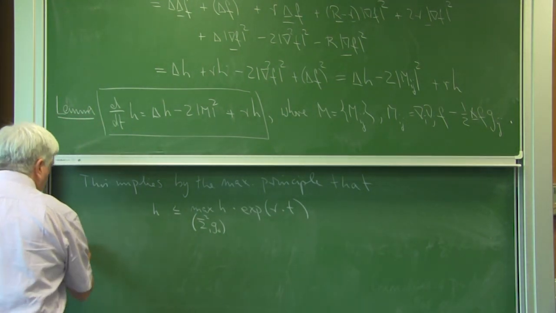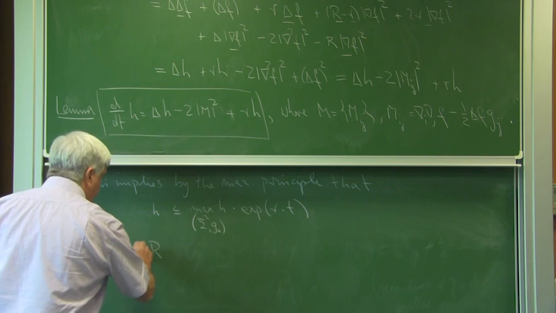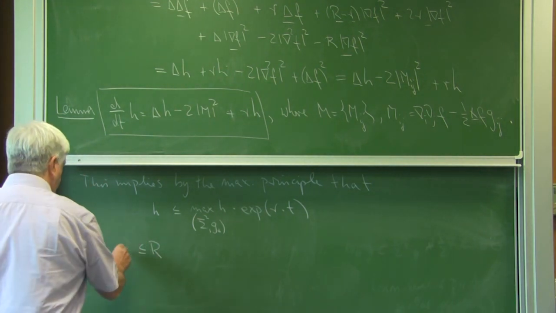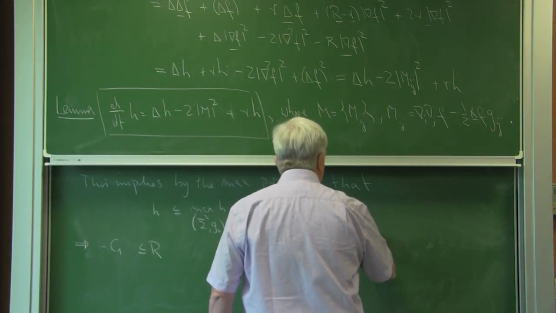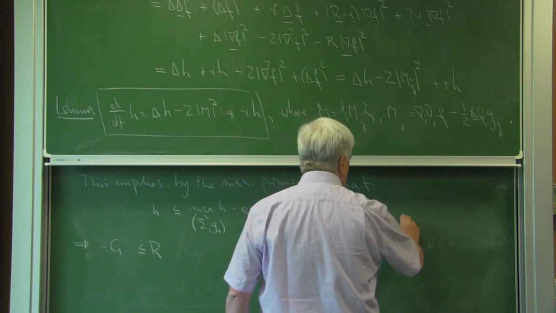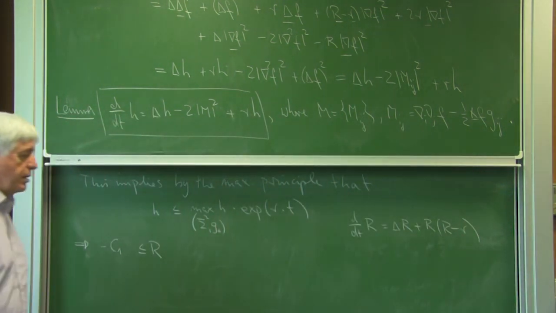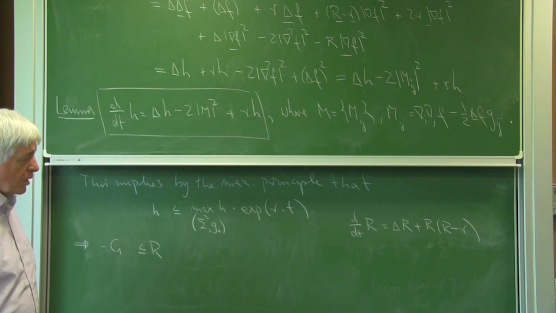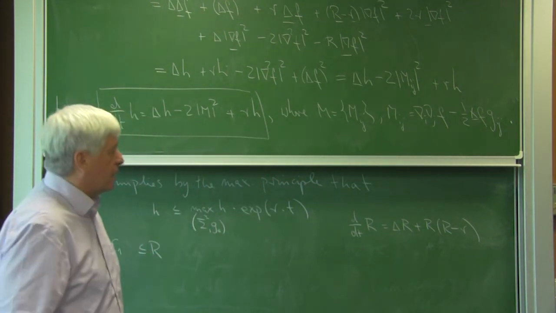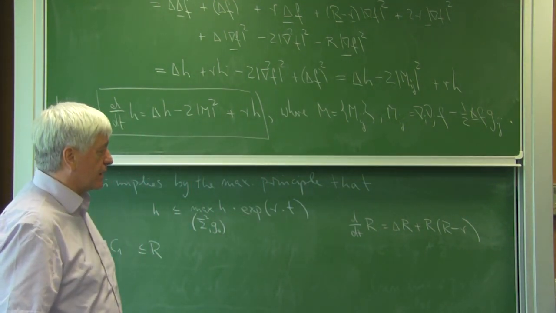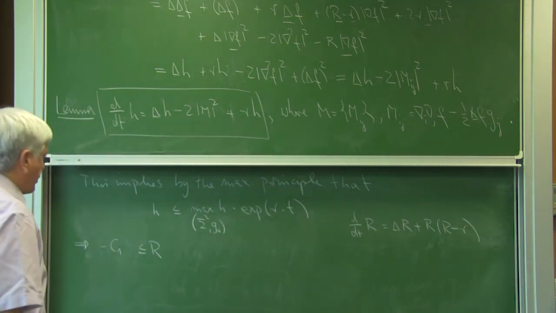And this implies, of course, that the scalar curvature, which we know is bounded from below. Yeah, I didn't say that, but d/dt of r is equal to Laplace r plus r times r minus little r. So if little r is negative, then it's clear that it's growing. But even if little r is positive, this will be bounded from below.